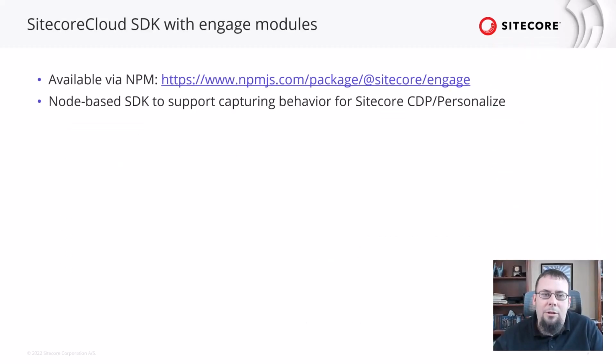As I previously mentioned on a few other slides, there is a new Sitecore Cloud SDK with Engage modules. This is available on NPM as a node-based SDK, and I've included a link there. I'm not covering it in today's video, but I'm going to cover it in future videos, where I'm going to go into a technical deep dive of how to configure this for a site that's not already pre-configured for JSS or what has been configured for XM Cloud. So stay tuned for that.